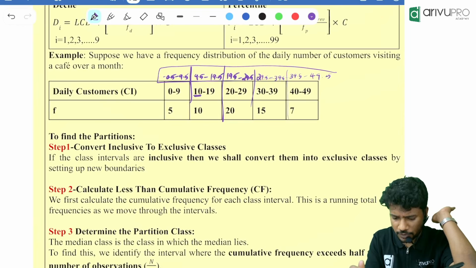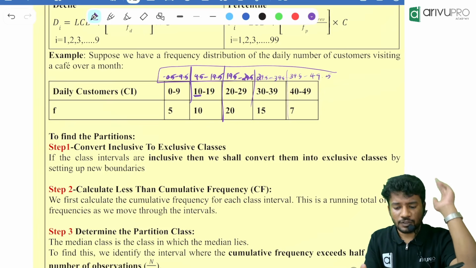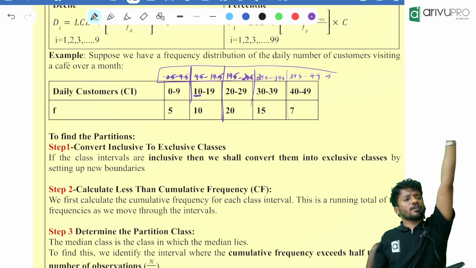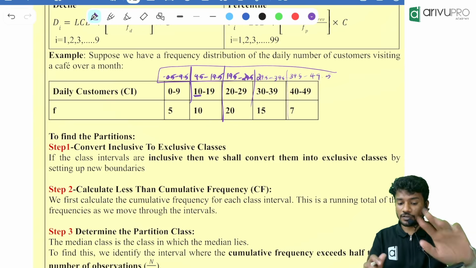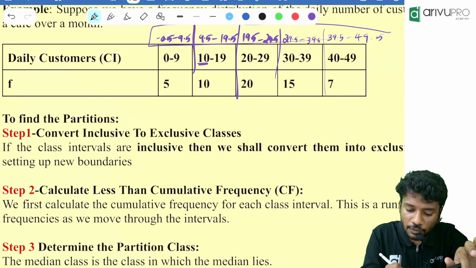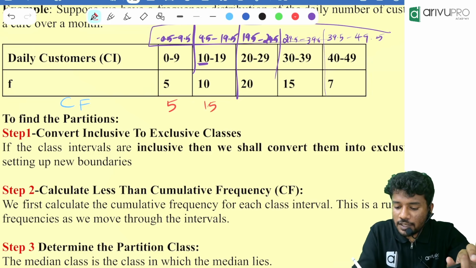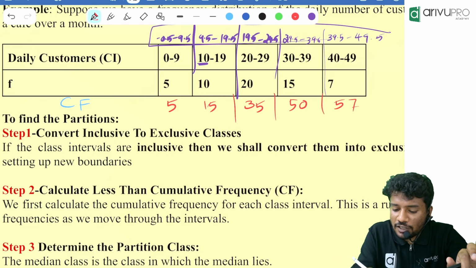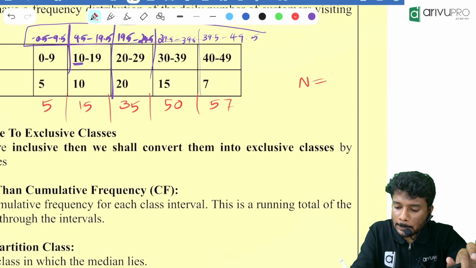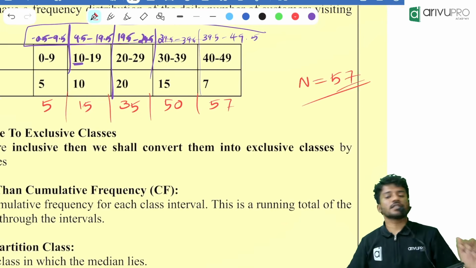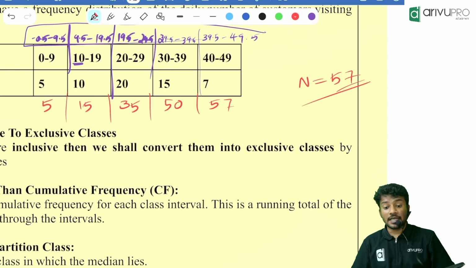Okay. Now, the first step. What was the first step in our grouped data? We will find cumulative frequency, correct? Here also we will find cumulative frequency. Do the same thing for me. How much is the first frequency? 5. Next one: 5 plus 10 is how much? 15 plus 20 is how much? 35 plus 15 is how much? 50 plus 7 is how much? 57. Can you tell me the value of n? n is equal to 57. Clear?